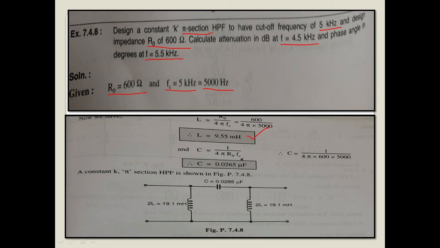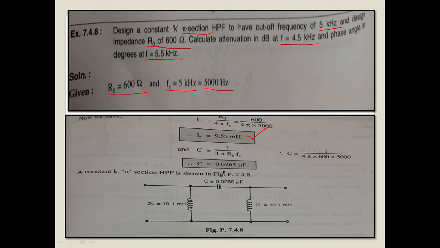Then next we have calculated the value of the capacitor C which is equal to 1 upon 4 pi R0 fc. Means once you compare the two equations to find out the inductor value as well as the capacitor value, R0 was in the numerator while we calculated the value of the inductor, and this R0 is in the denominator. Only this change in the equation for calculating the value of L and C. So C is equal to 1 upon 4 pi R0 fc, so based upon that equation, C is equal to 1 upon 4 pi into 600 into 5000.